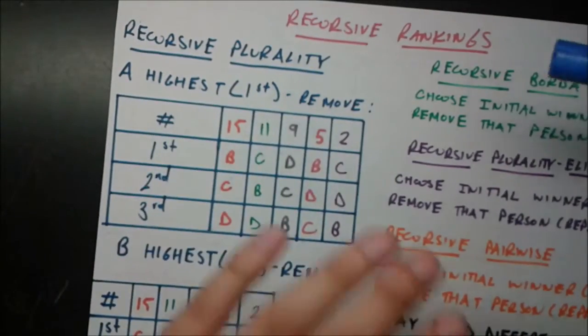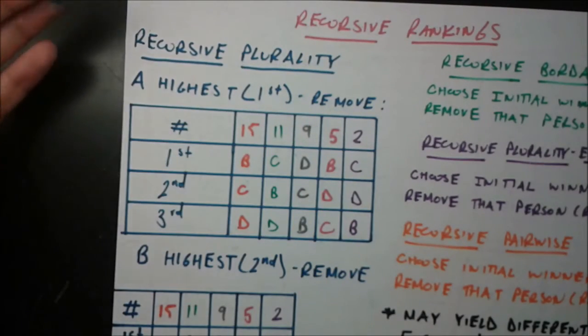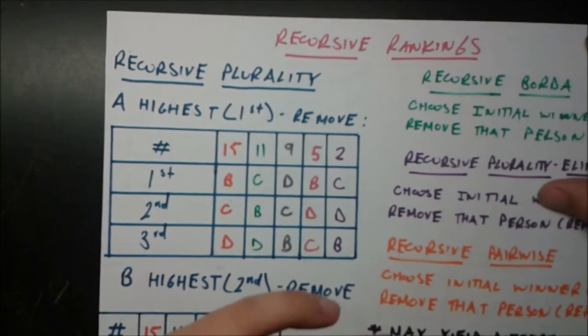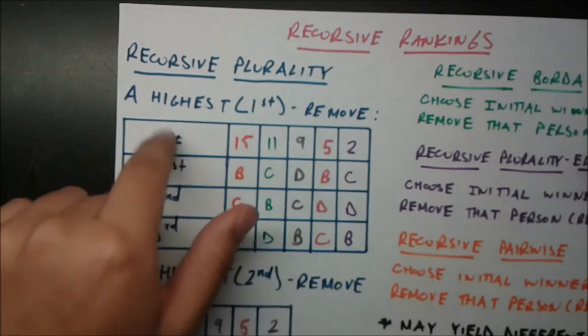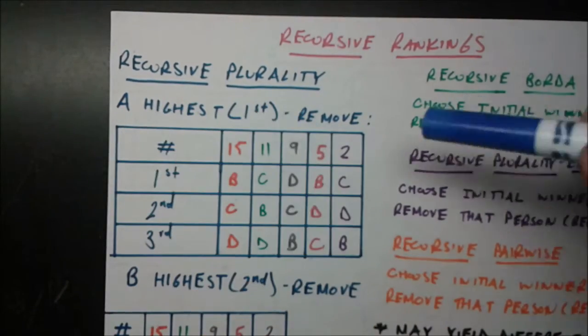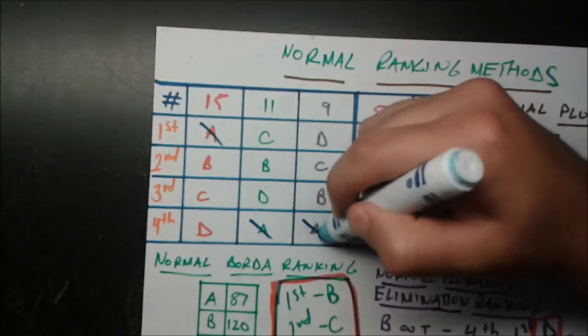Now we can do the recursive plurality ranking method. This is a slightly different ranking method, but still involves plurality. So how do we do this? First, we find the person who had the most first place votes. We said that was A. Since he's the highest, he gets first place. So he's already in first place. He doesn't have to worry. We now remove him from our list. So everywhere you see an A, we basically just cross it out.